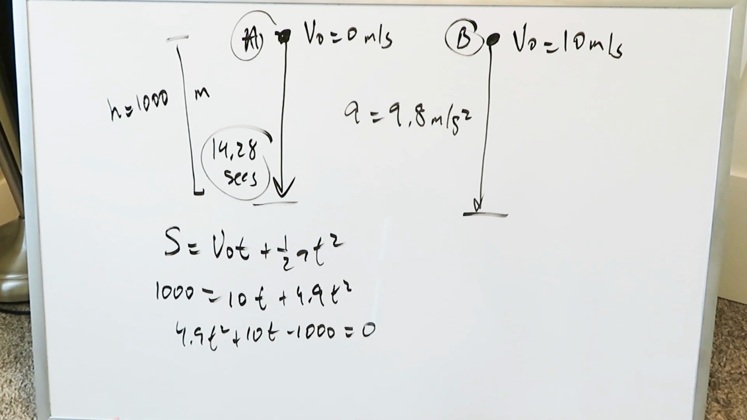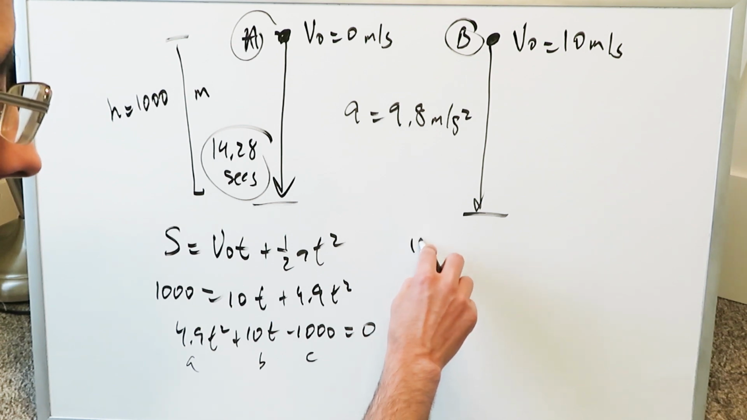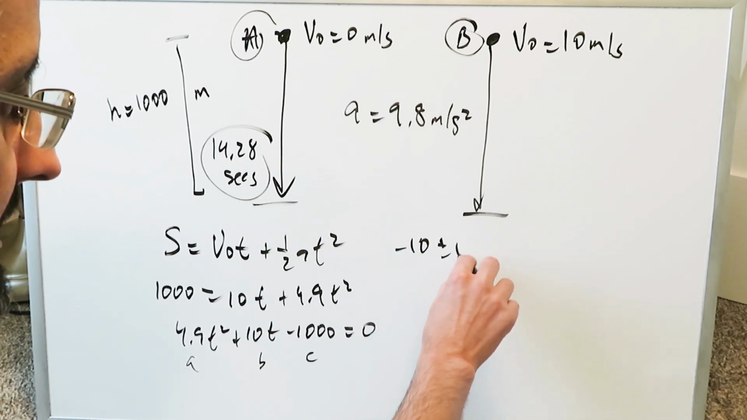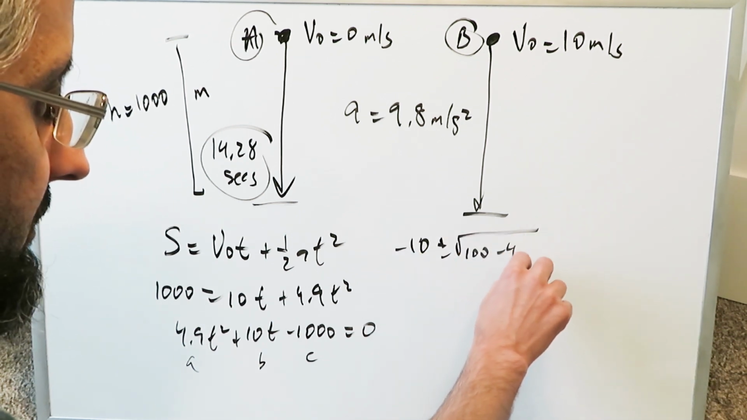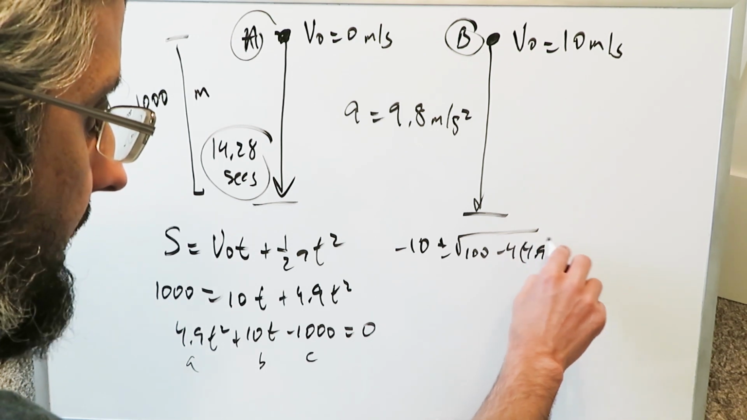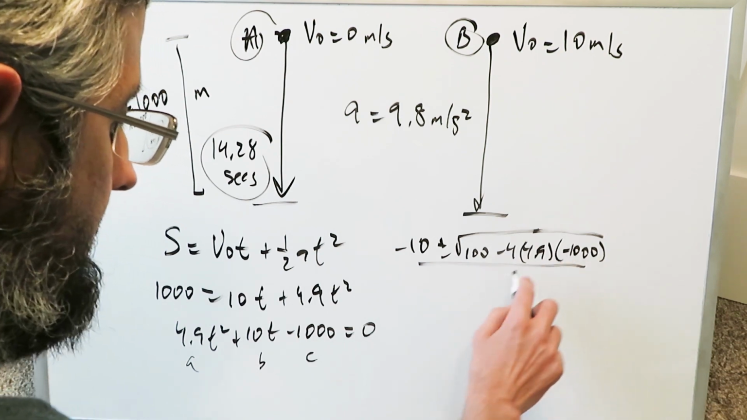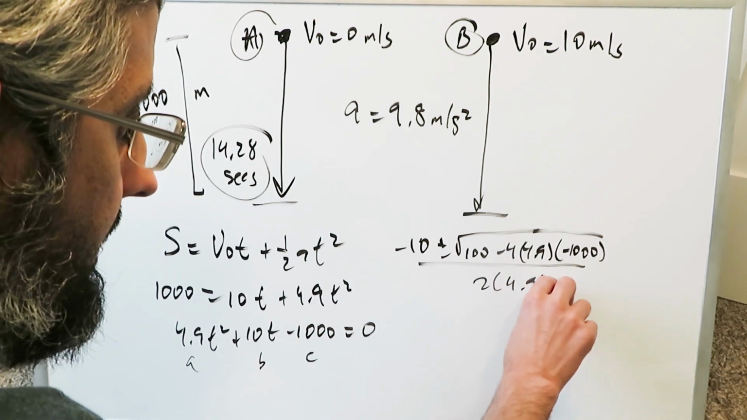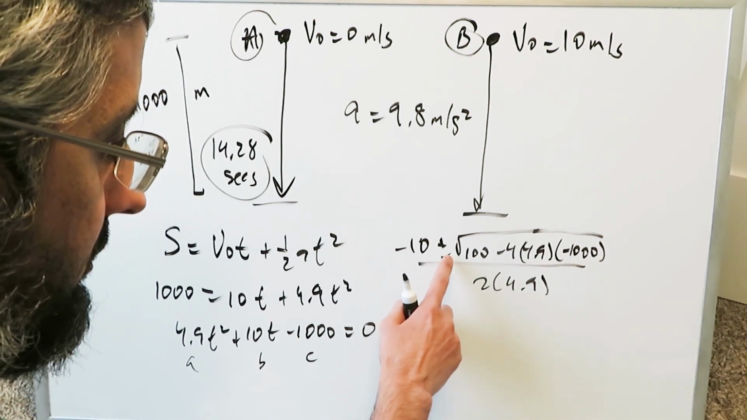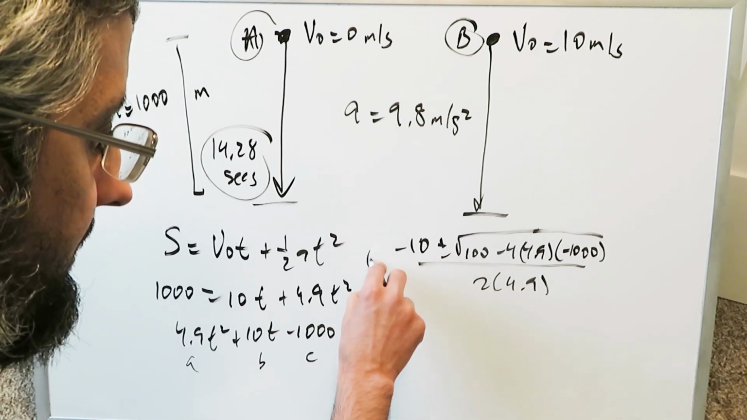What do you have here? A quadratic equation. You have a, b, c. You run it through the quadratic formula. I'll just put the items out. You have minus b plus or minus the square root of b squared, which is 100, minus 4 times 4.9 times minus 1000. This is your minus 4ac, divided by 2a. 2 times 4.9. You're not going to look at the negative value because time cannot be negative. All of this is equal to time.